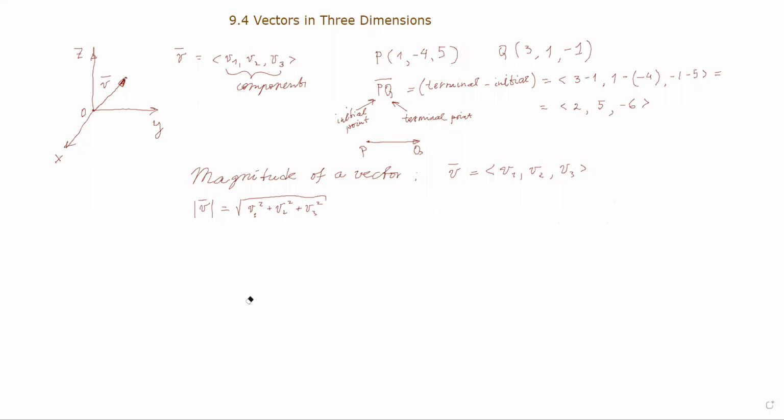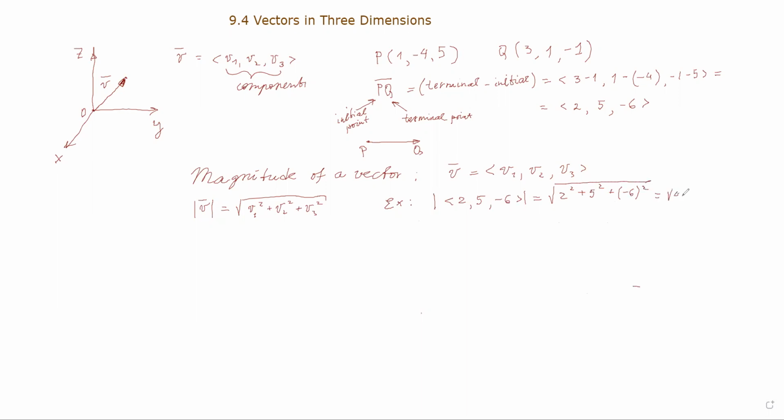Well, let's try to calculate the length of something. For example, the vector we have over here, we already found that the position vector PQ is 2, 5, and minus 6, right? Let's calculate what the length of this vector is going to be. So I'm going to put the vector into straight brackets, 2, 5, minus 6, and put the components into squares.